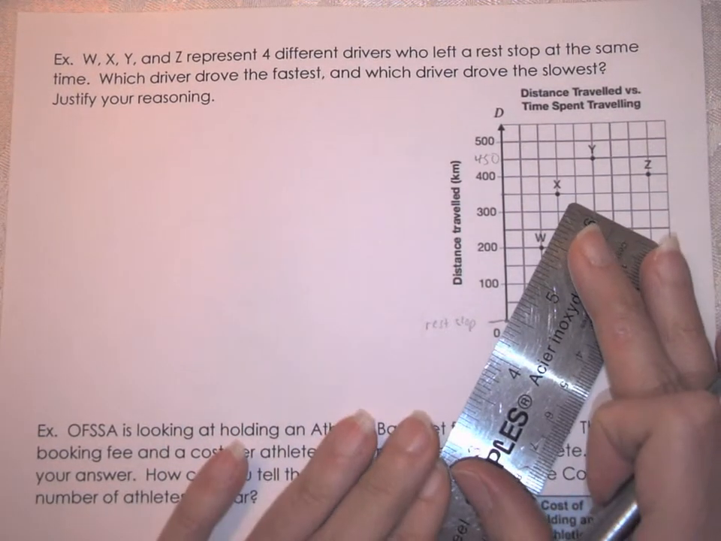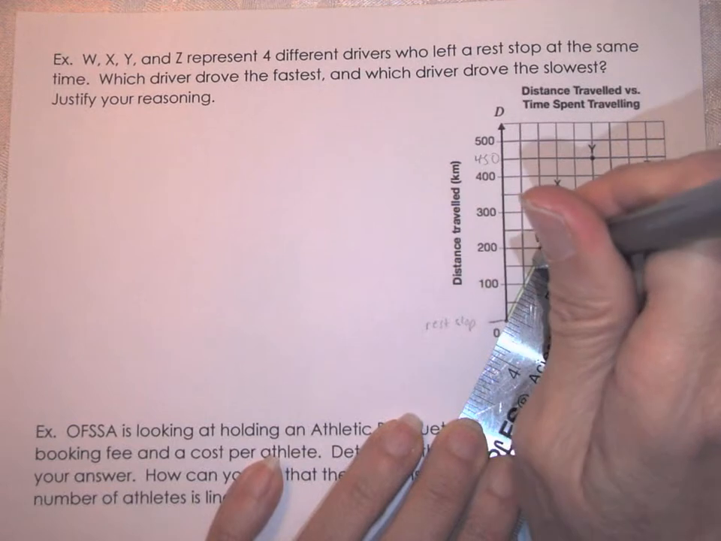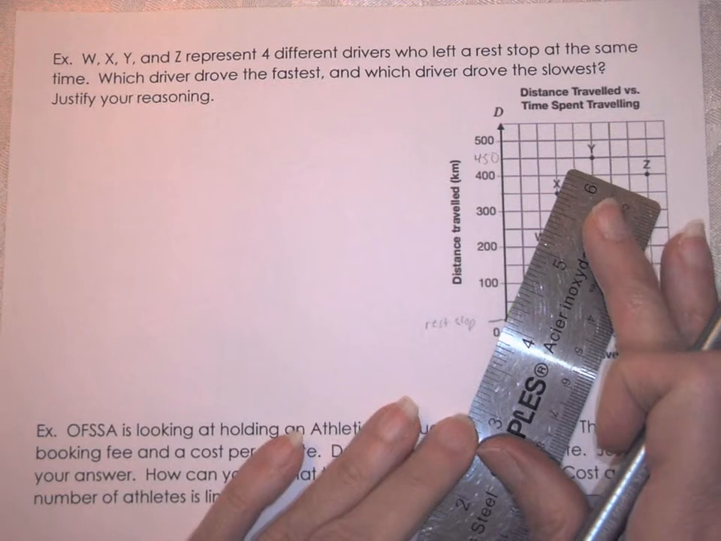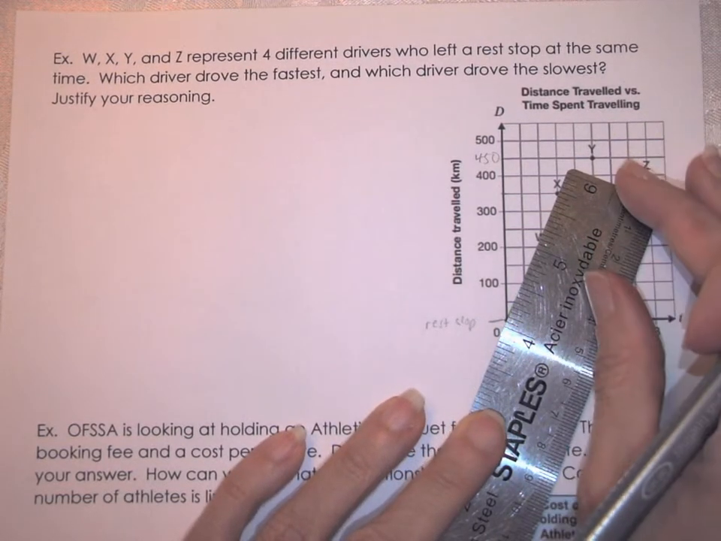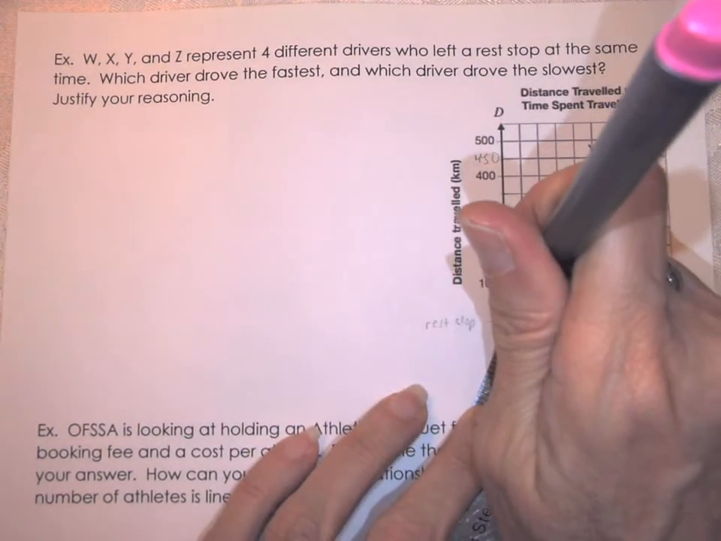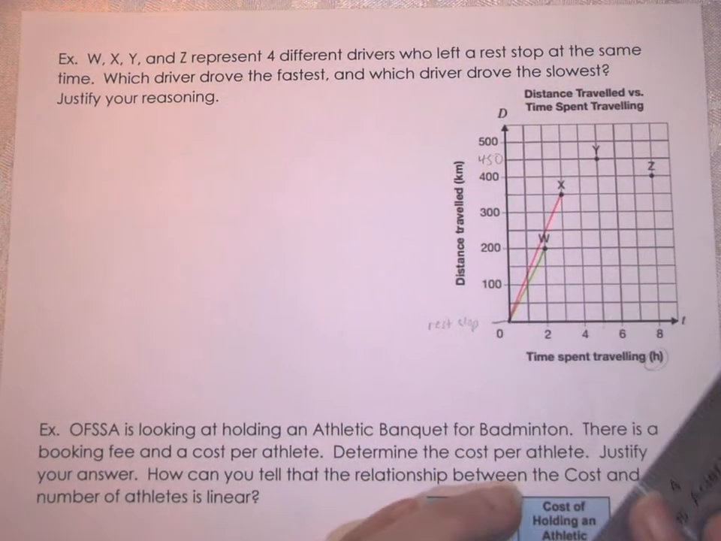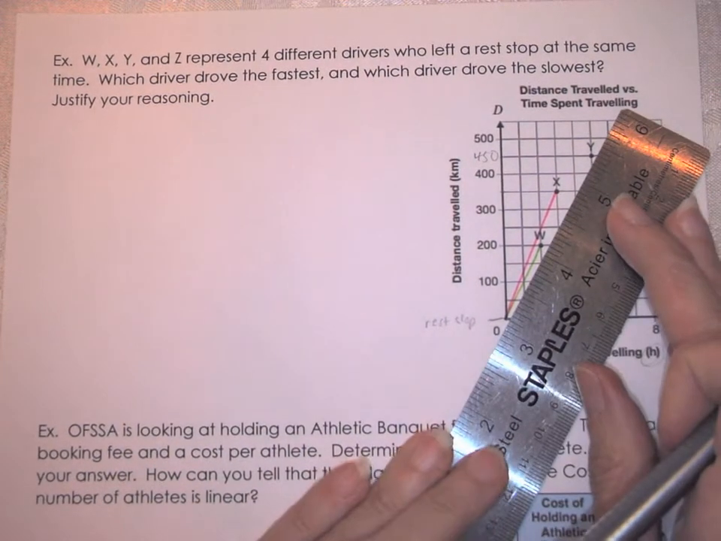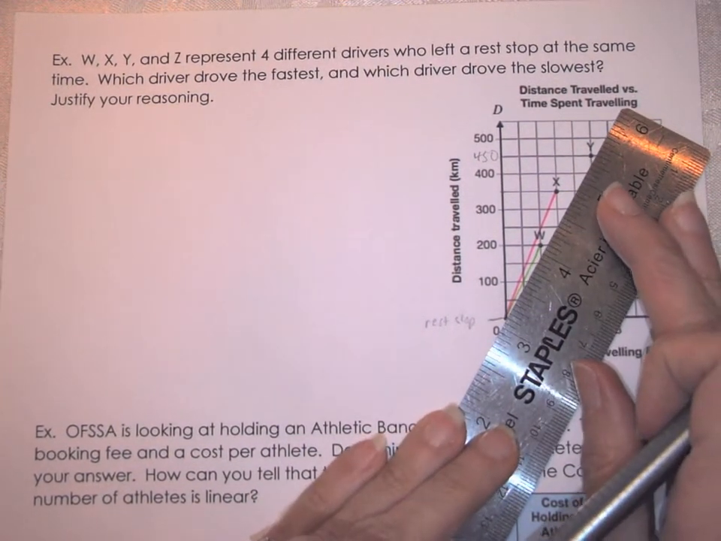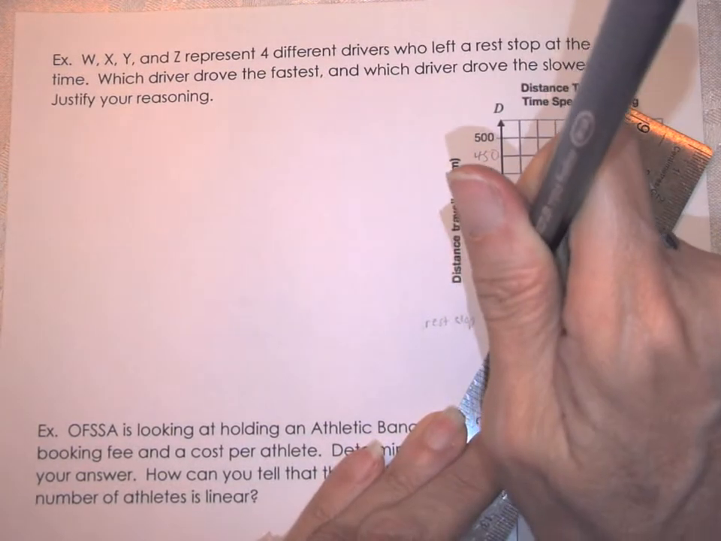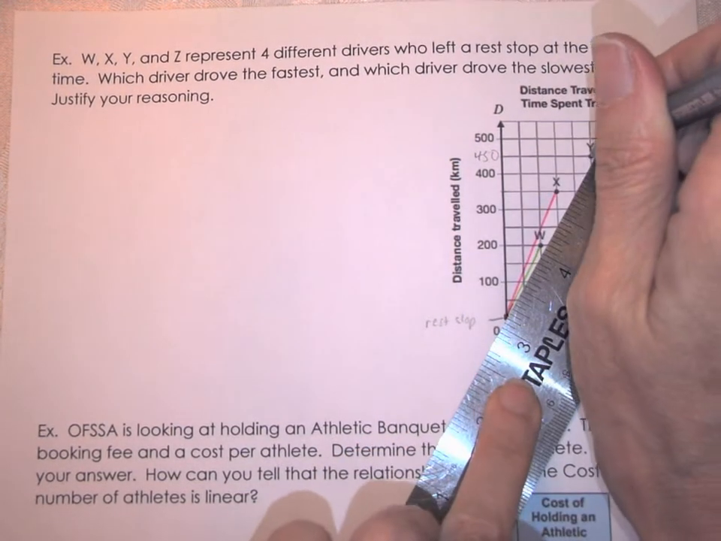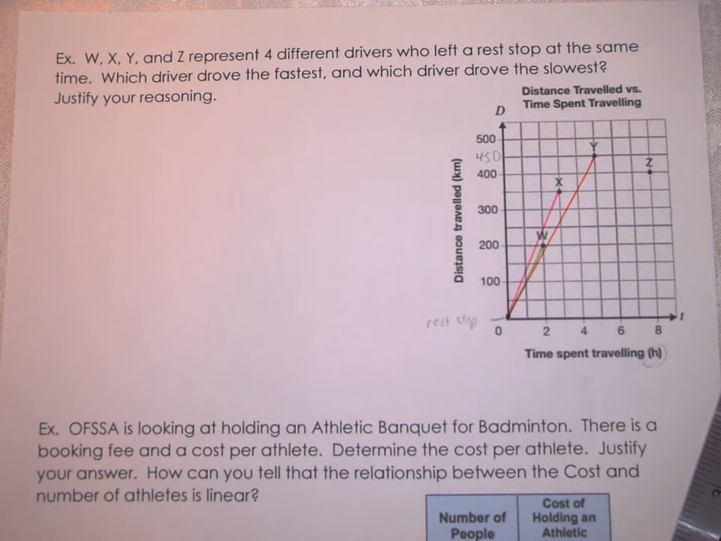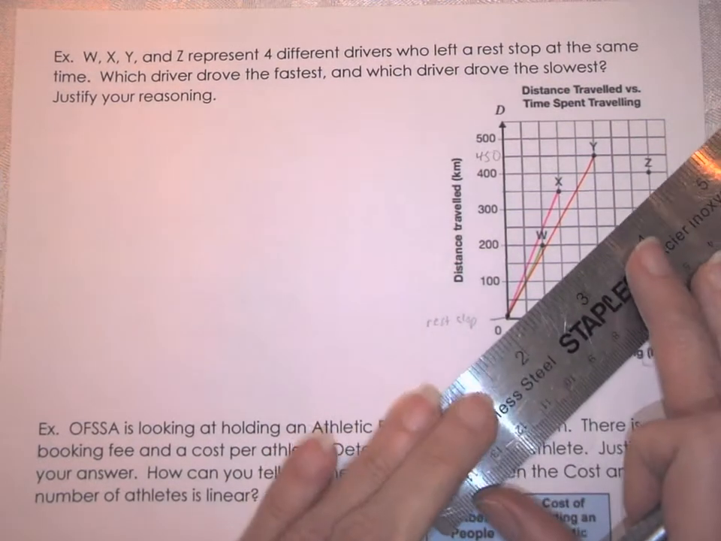So I'm going to use green to represent car W. And I'm going to use pink to represent car X. And I'm going to use blue to represent car Y. Oh, sorry, red to be car Y, and blue to represent car Z.